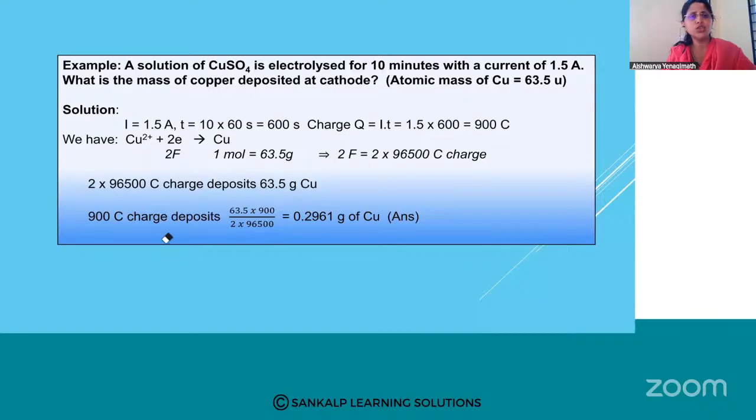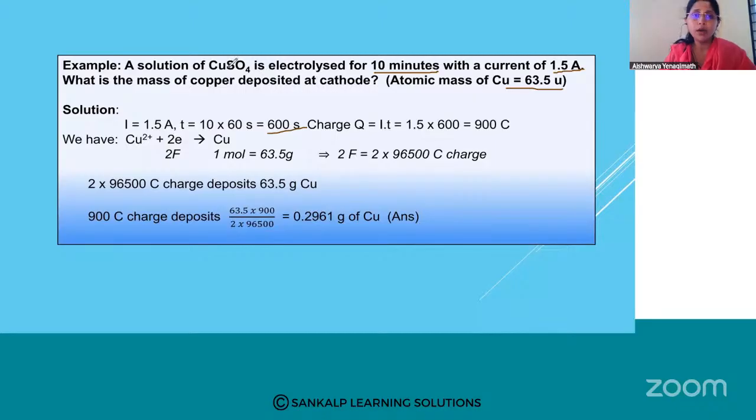So a solution of CuSO4 is electrolyzed for 10 minutes with a current of 1.5 ampere. What is the mass of copper deposited at cathode? Atomic mass of copper is given as 63.5. So I is my 1.5 ampere. T is 10 minutes, which has to be converted into seconds. Correct? 600. So find the charge, I into T, you will get so much.